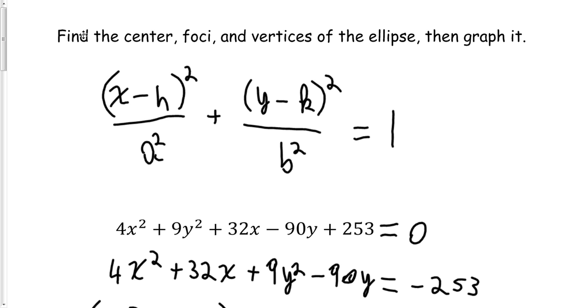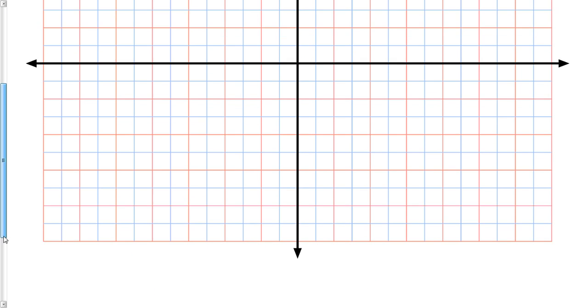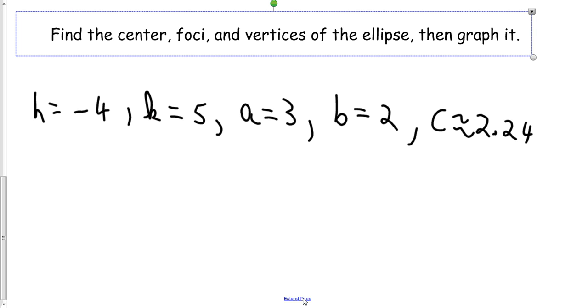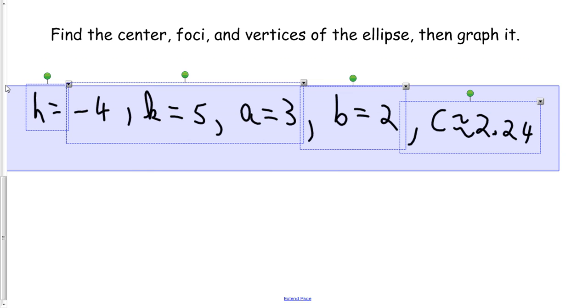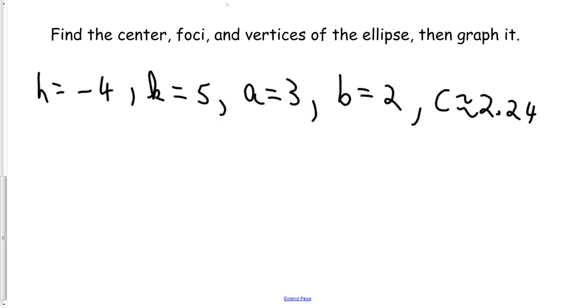Well, the first thing we were asked was to find the center. Center is easy. Center is (h, k). So we can find the center relatively easy. The center is going to be -4, 5. So the center is the point -4, 5. Then it says to find the foci.